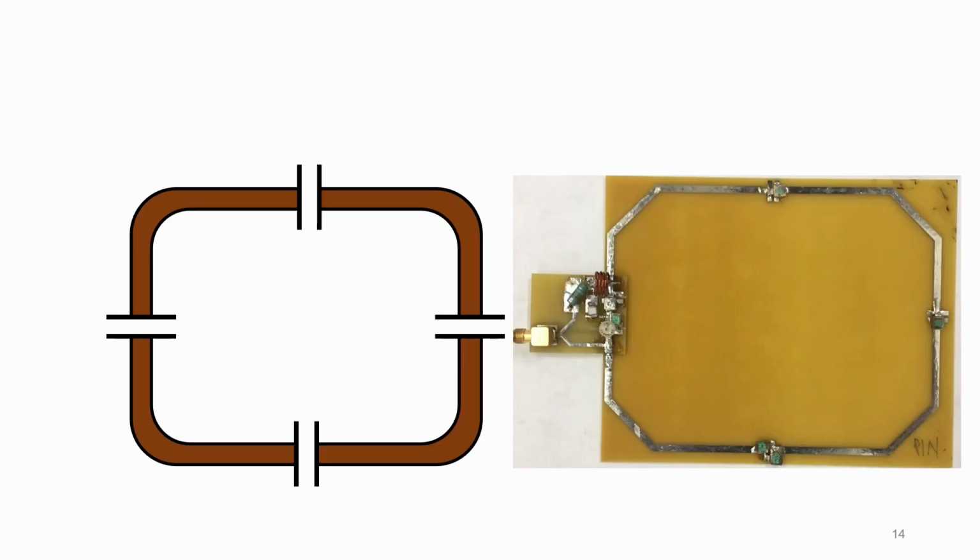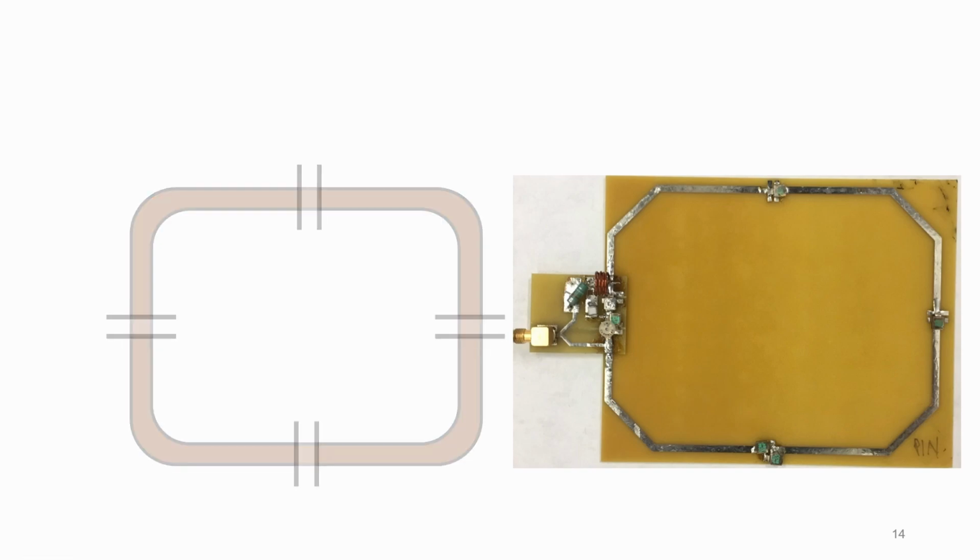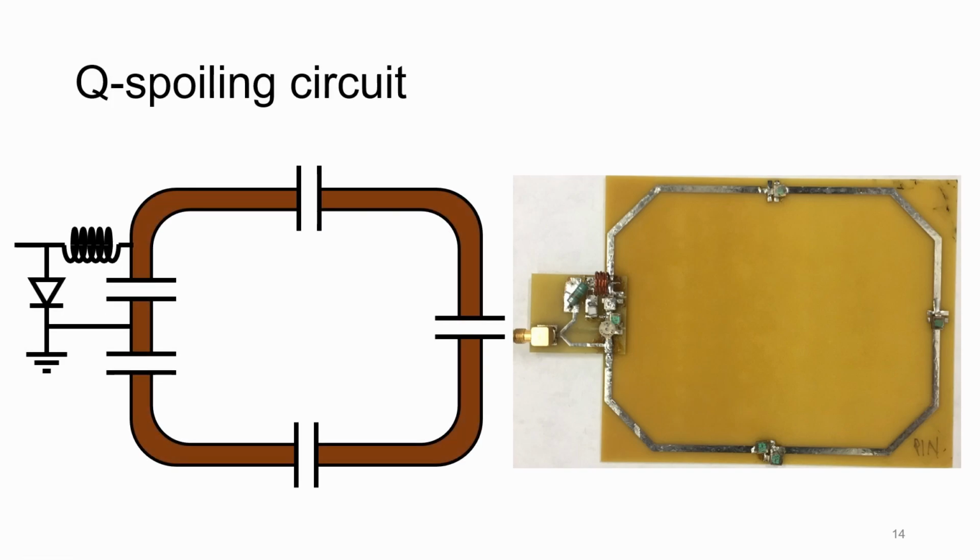So to the right is a picture of an MRI receive coil, and it is as simple as I described earlier. It's just a loop with capacitors in between that can be used to adjust its resonance frequency. Now, a Q-spoiling circuit is as simple as having a capacitor, an inductor, and conventionally a PIN diode. And I'll explain how it works later.